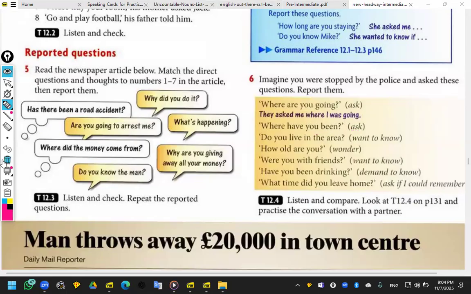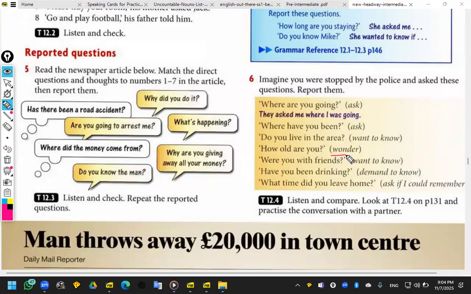Where I had been. Okay. Now be careful about this one. Do you live in the area? They wanted to know if I lived in the area. Bravo. If, because it is a yes or no question. Lived, simple past.